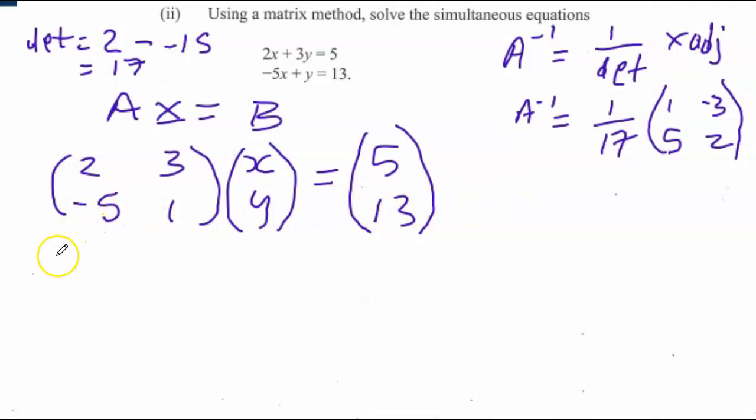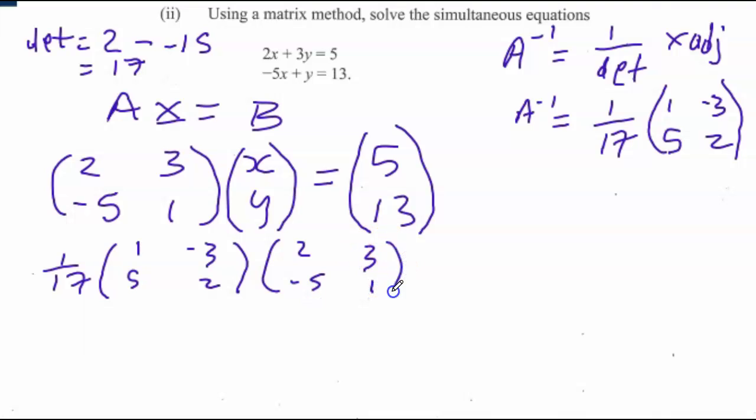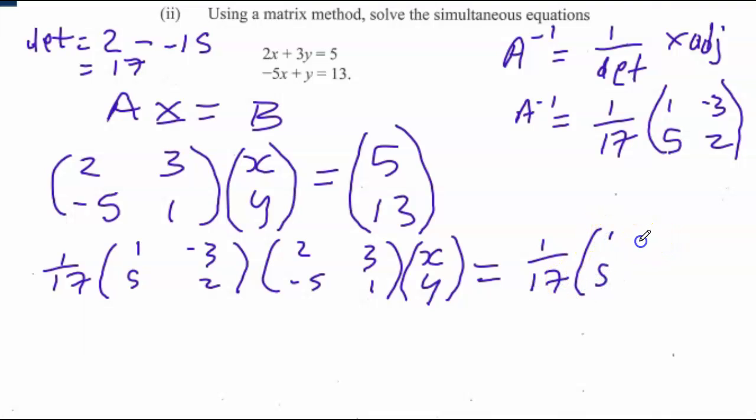So the inverse of this is 1 over 17 times the matrix 1, 5, negative 3, 2, times 2, negative 5, 3, 1. So times the left hand side by its inverse, and the right hand side, we times it by the inverse, the same thing also. So the same rule in algebra: multiply, or pre-multiply, both sides by the same thing, which is the inverse of A.